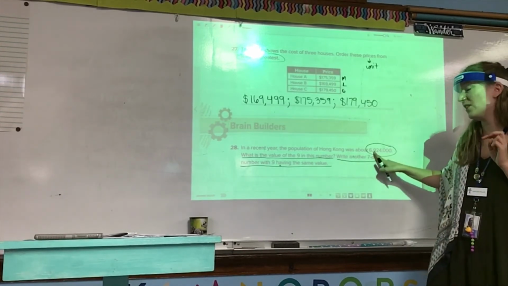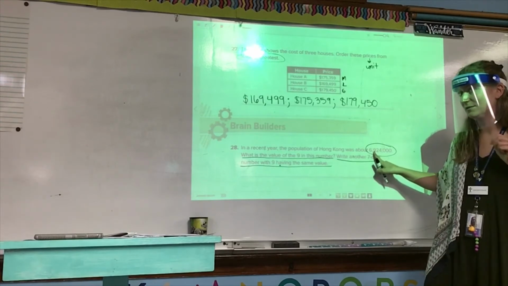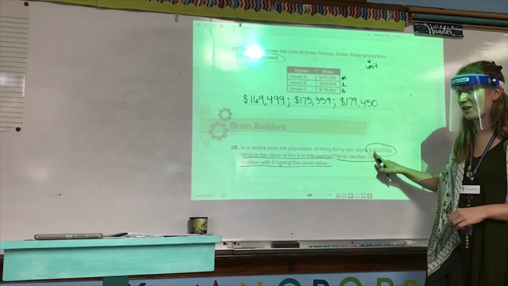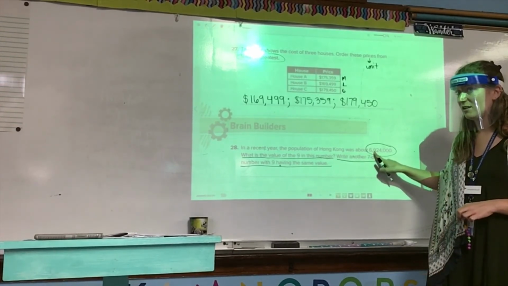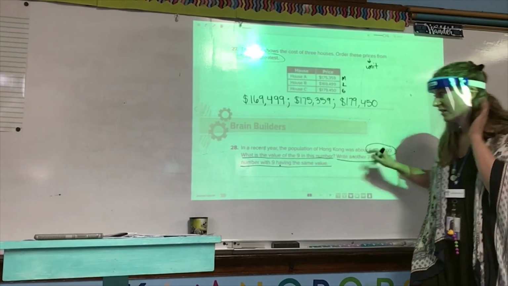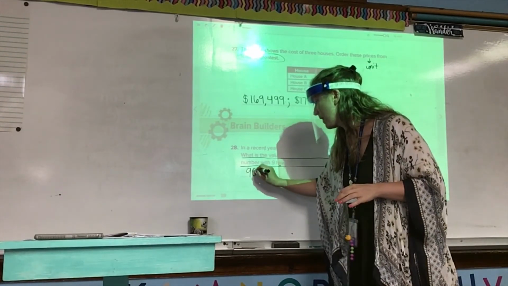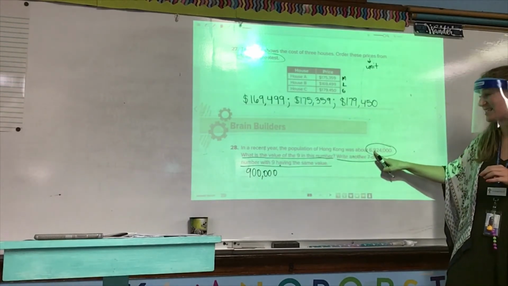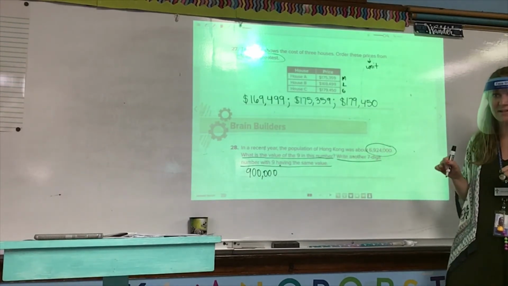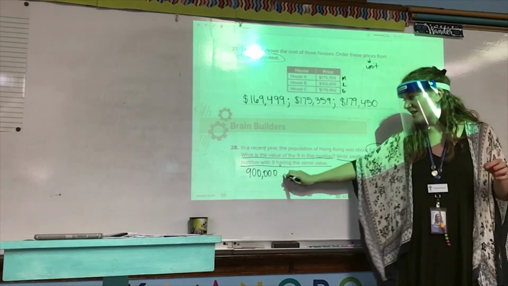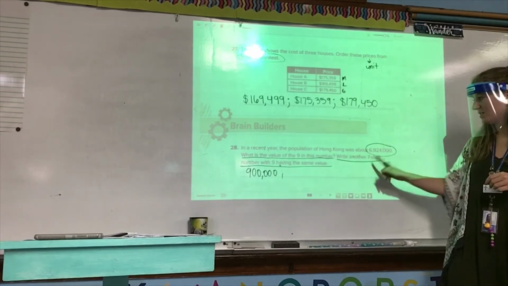100,000. Is the 9 only worth 100,000, or is that the place it's in? It's in the 100,000s place, but a 9 in the 100,000s place is worth how much? Loudly and with confidence. 900,000. Good, because remember, we know a 9 in the 100,000s place is the same as 9 times 100,000. 9 times 100,000 is 900,000.